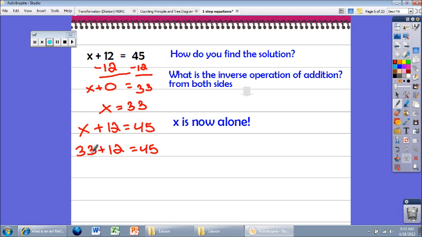So now I check it. 3 plus 2 is 5, 3 plus 1 is 4, and 45 does equal 45. So that means I know I got that right. Okay, so that's how we solve that.